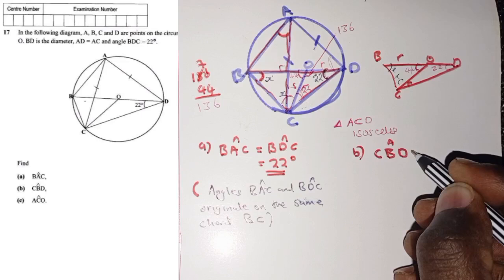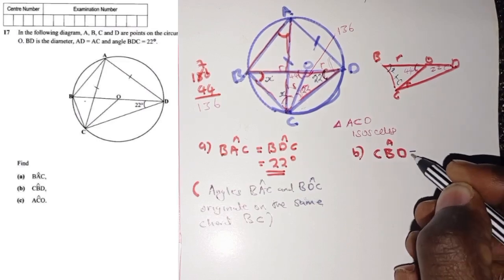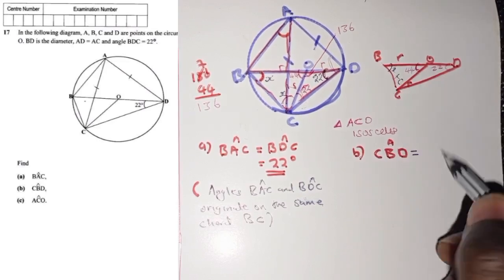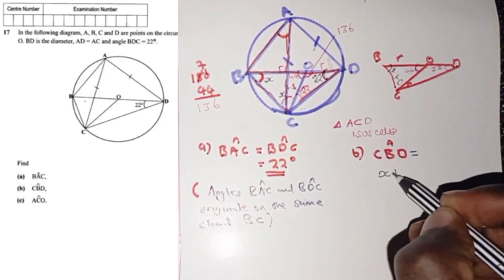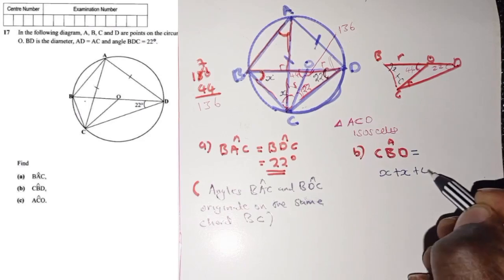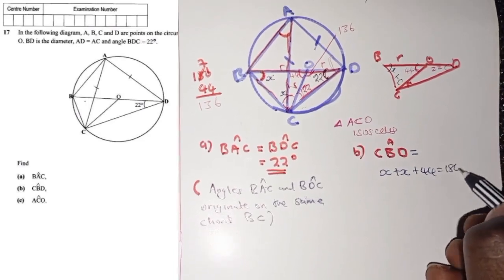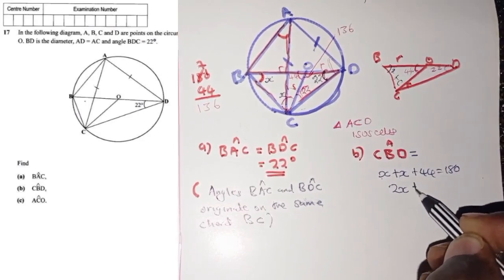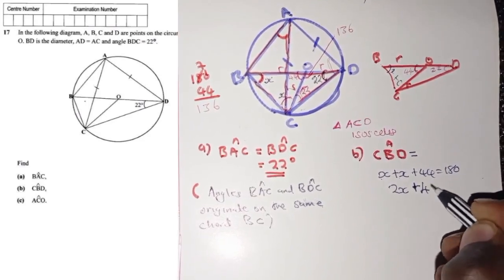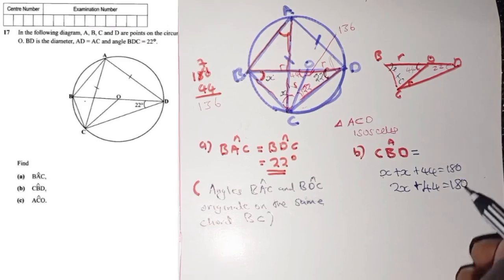CBD here. How are we going to calculate? So CBD will be equal to what? We're going to add x and x, plus 44, which should give us 180. x plus x, that will be 2x plus 44 is equal to 180.